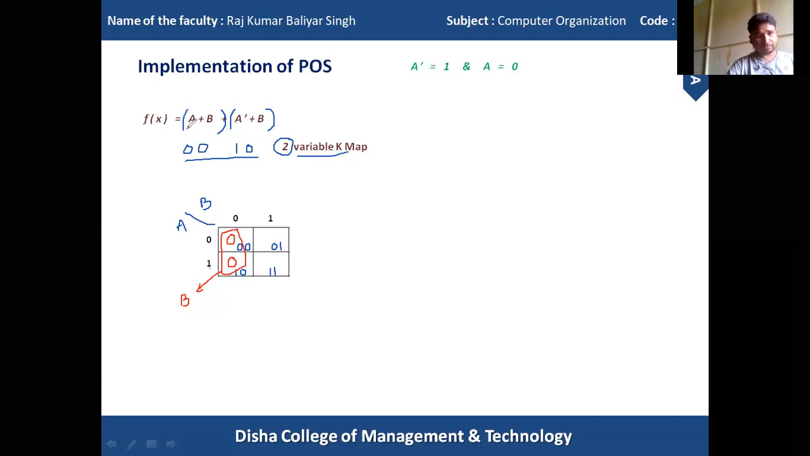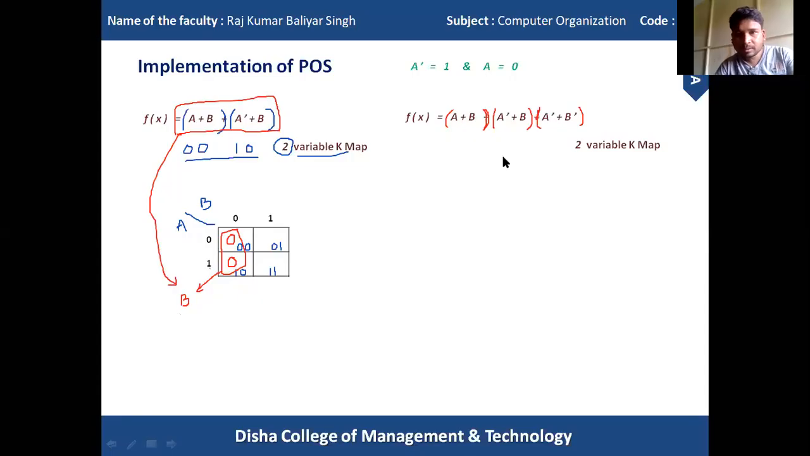So this is the way we can simplify this given Boolean expression. By using KMap we get this result. My answer will be B. You can also apply Boolean laws to simplify the Boolean expression, and definitely you will get the result B.